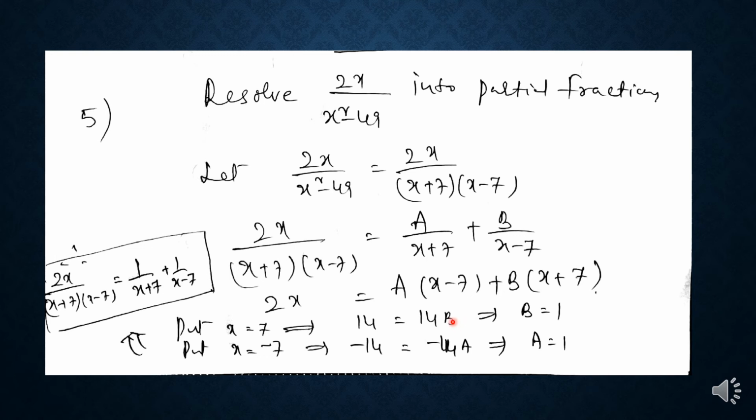So after getting the values of a and b, substitute them in the equation 2x by (x plus 7) into (x minus 7) is equal to a by (x plus 7) plus b by (x minus 7). That is, 2x by x square minus 49 can be written, with a is equal to 1 and b is equal to 1, as 1 by (x plus 7) plus 1 by (x minus 7). By adding these two, we will get the same fraction. So this is the procedure for resolving the given fraction into partial fractions.